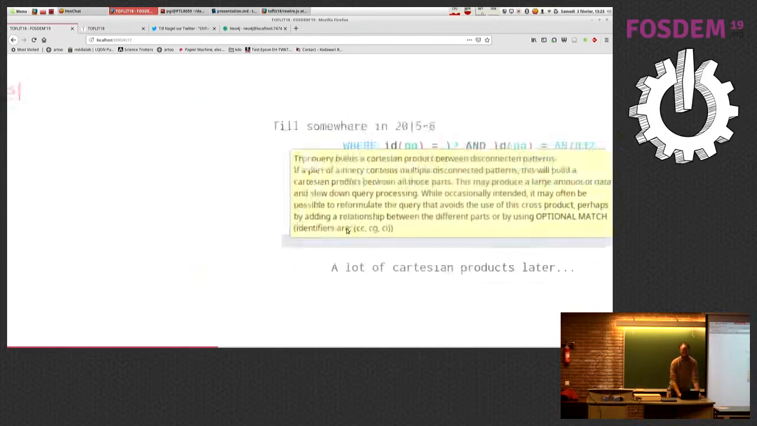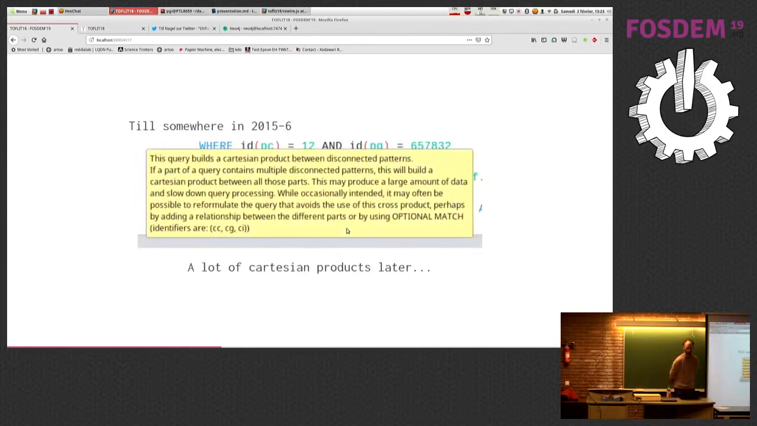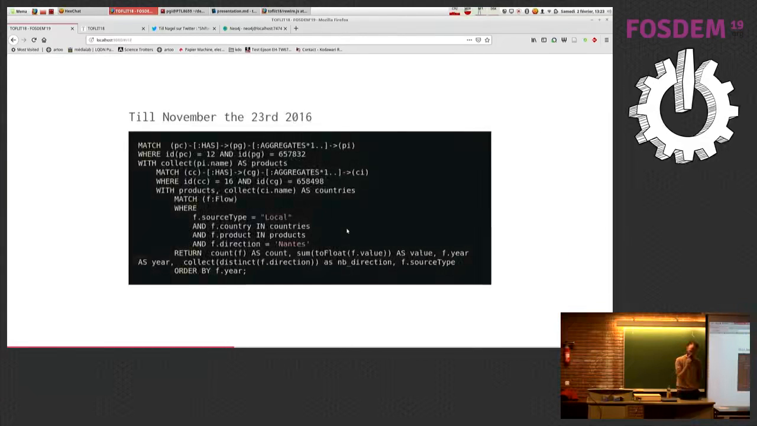Right. So till somewhere in 2015, 2016, we stumbled upon a lot of Cartesian products while trying to query our Neo4j graph. We were not very clever, and we didn't have this really nice feature in the Neo4j Explorer, which shows you when you do stupid stuff. But we finally stumbled upon a solution, on November 2016, the 23rd.